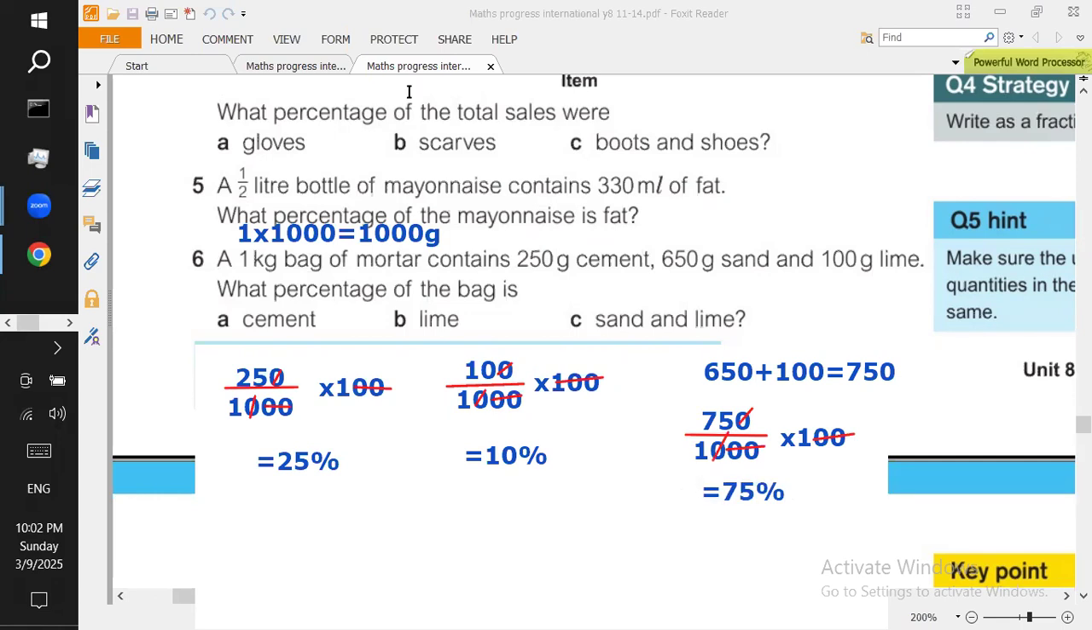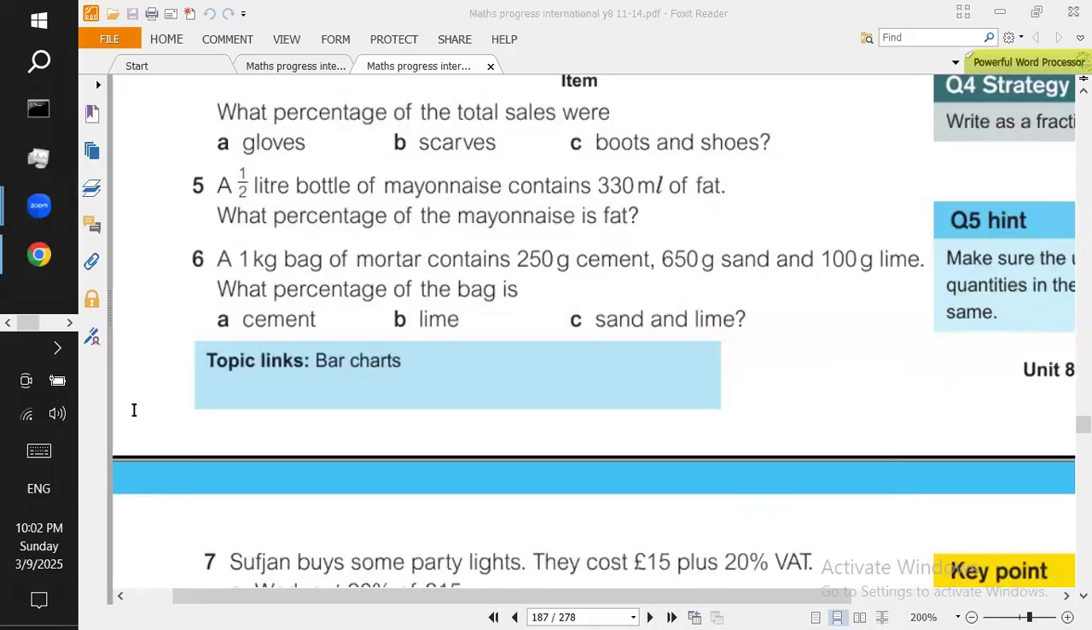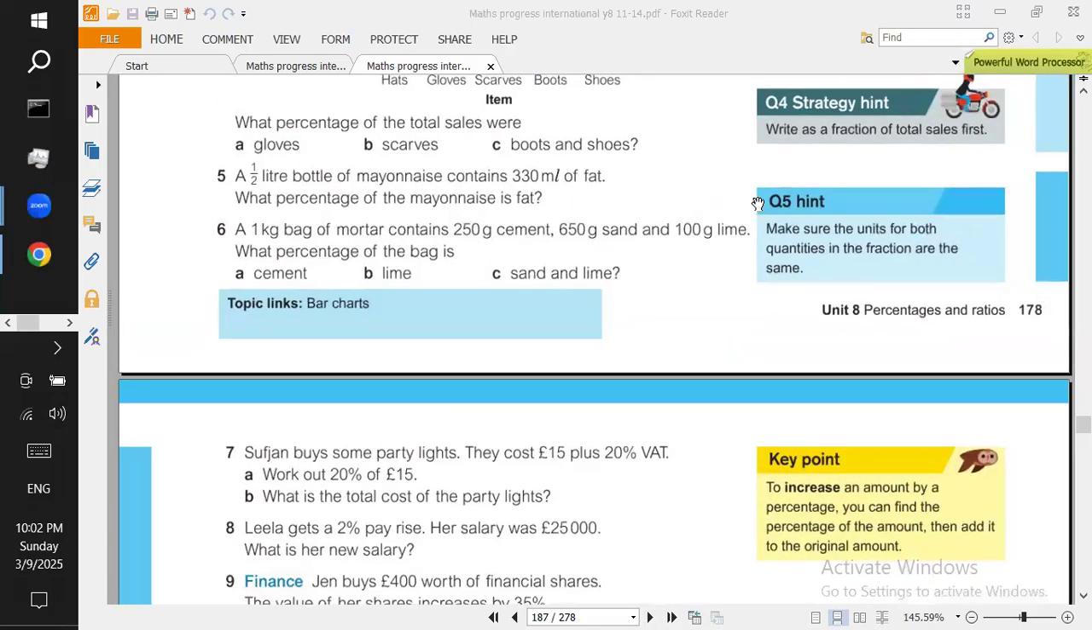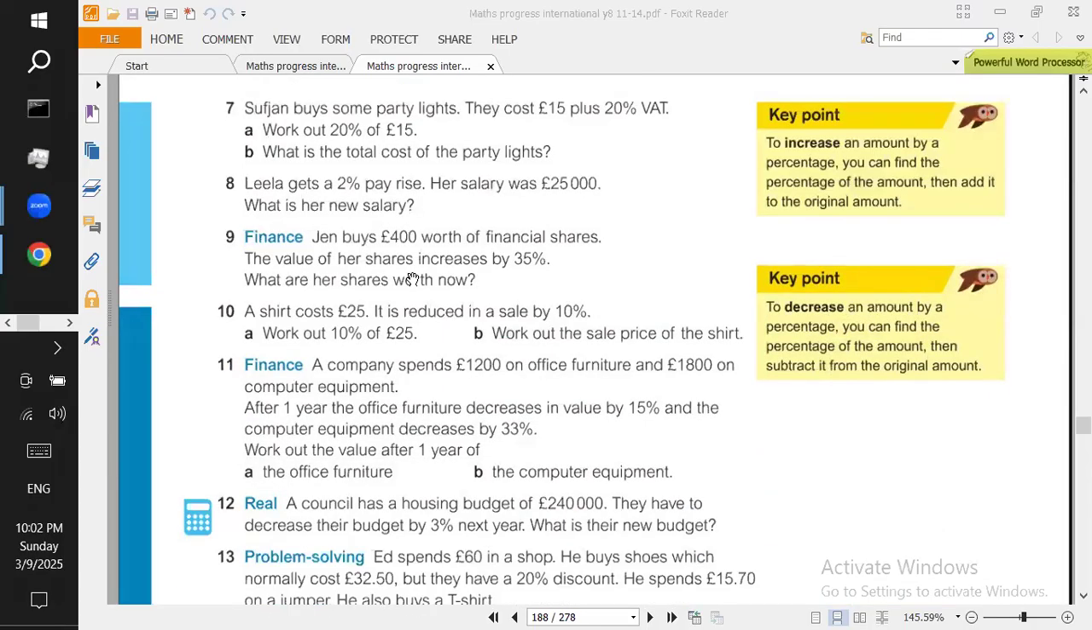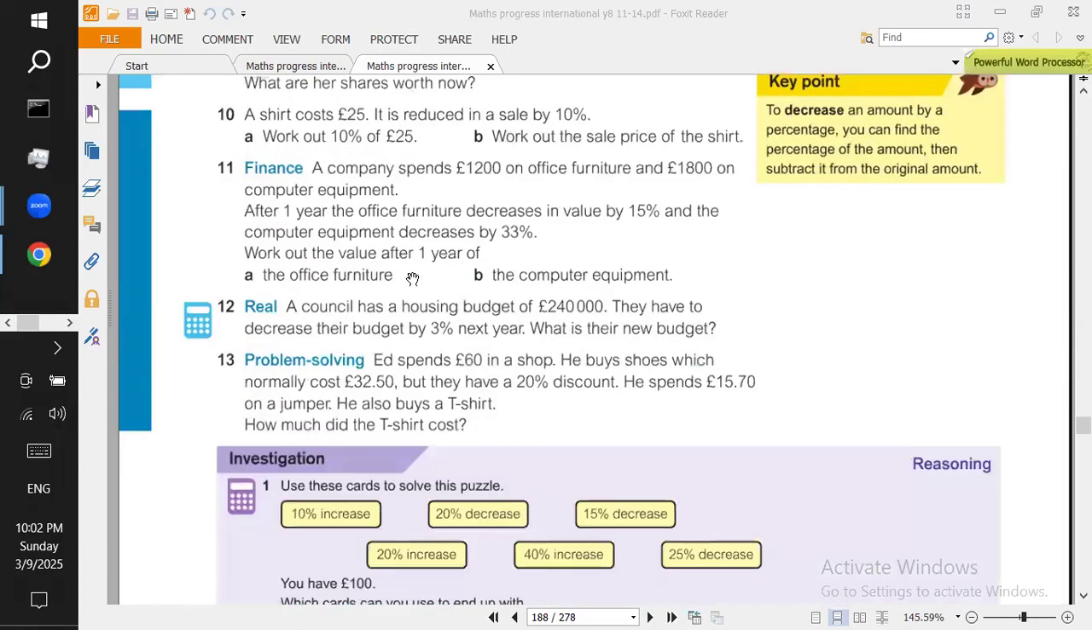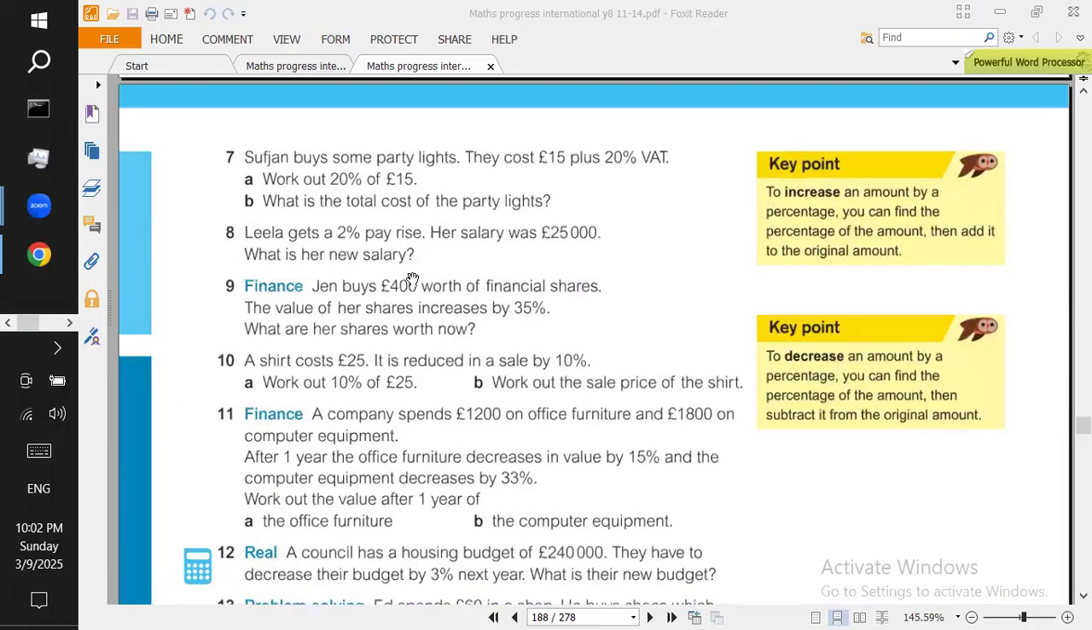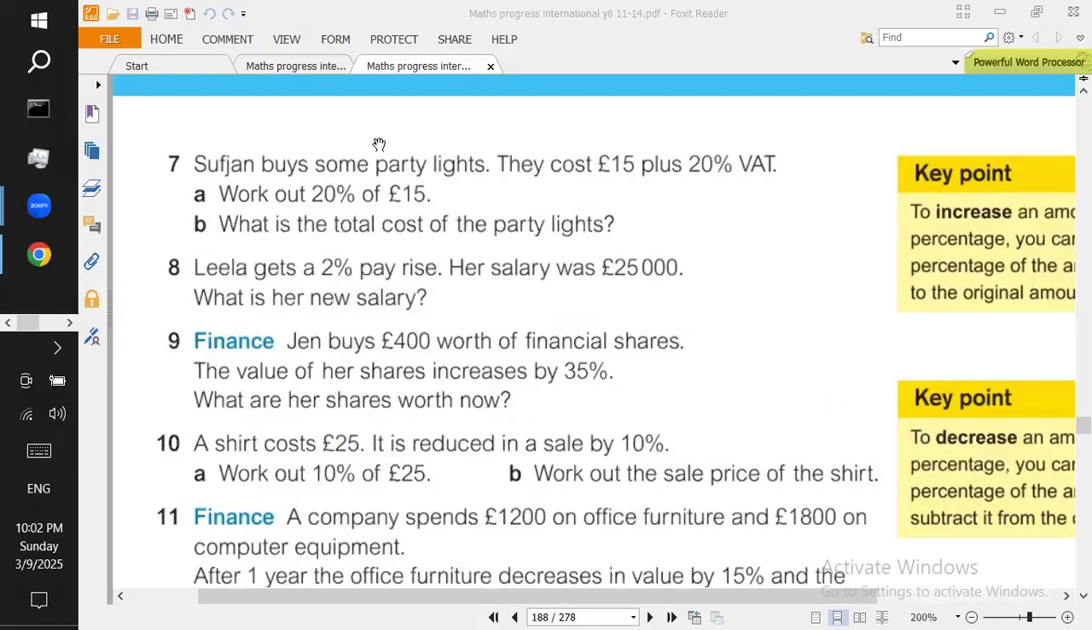And that's the idea of answering questions like this, okay? So 75%. Now let's move on to the next question. That's the idea of finding the proportion and the percentage. Now let's check question 7 here. They cost 15. I'll go to the rest.